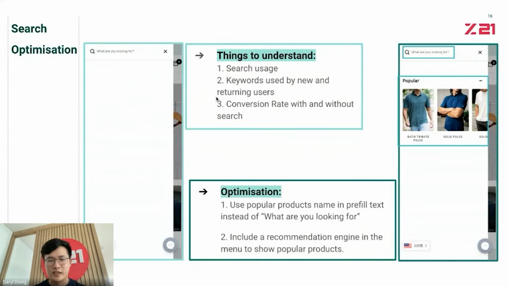Is there a difference? Maybe the first time people come into a site, they do not know what to search, but the second time they come, they know now, like, I will search batik.